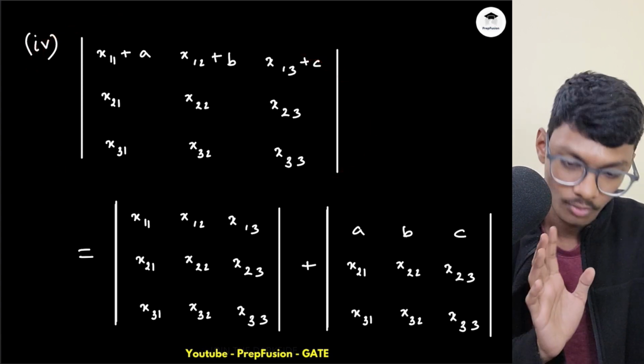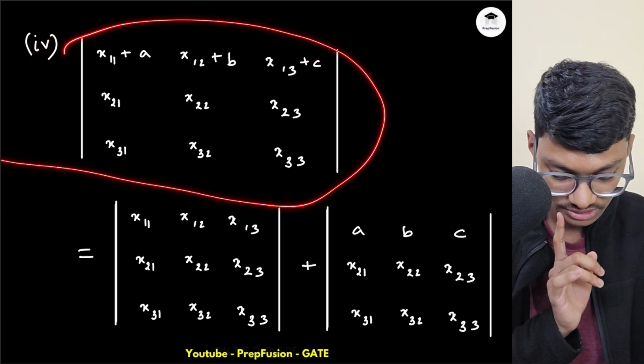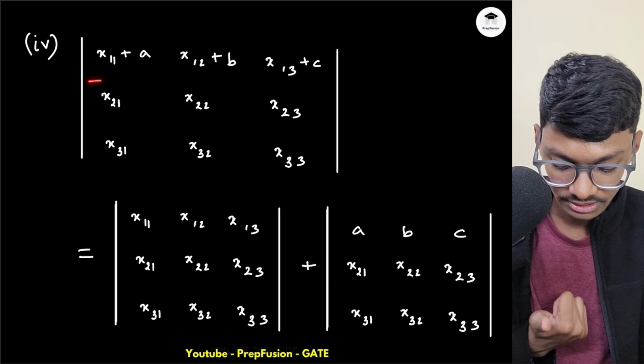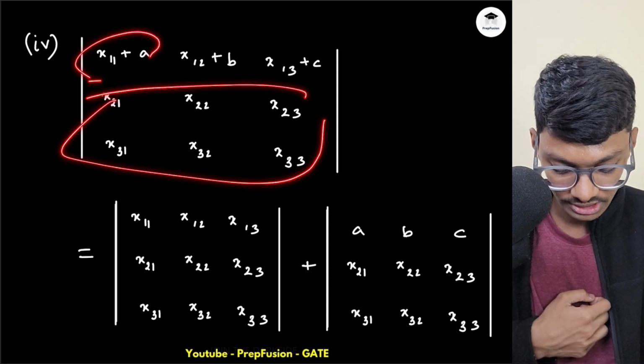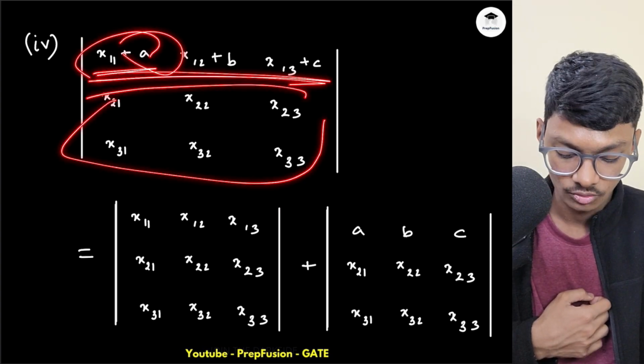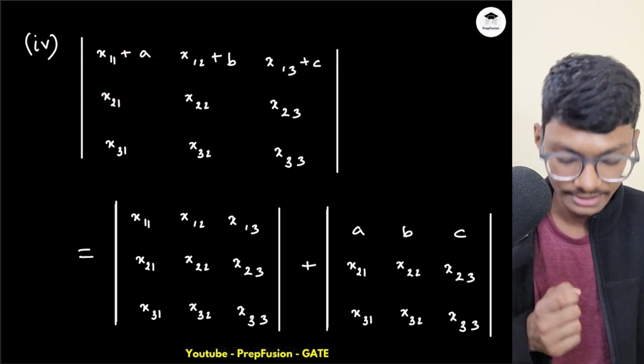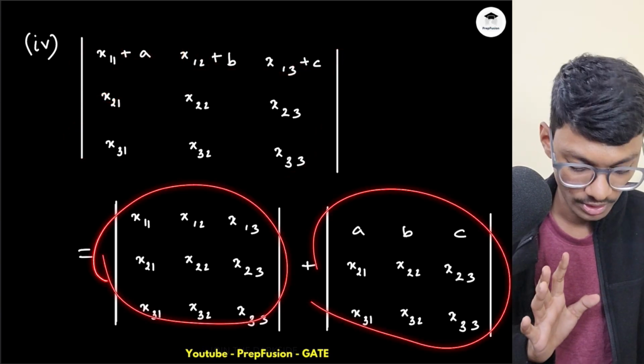So there is another property of determinants. If I have any determinant where all the other elements are the same, and only in the first row, let's say, a plus b plus c is added, then we can break this determinant into two parts.